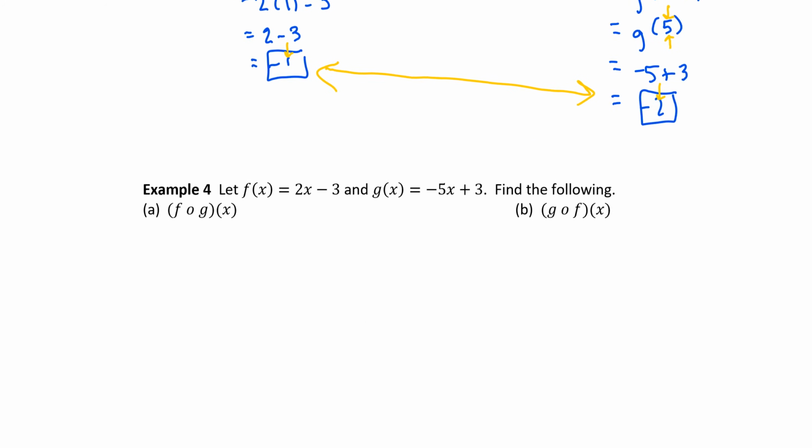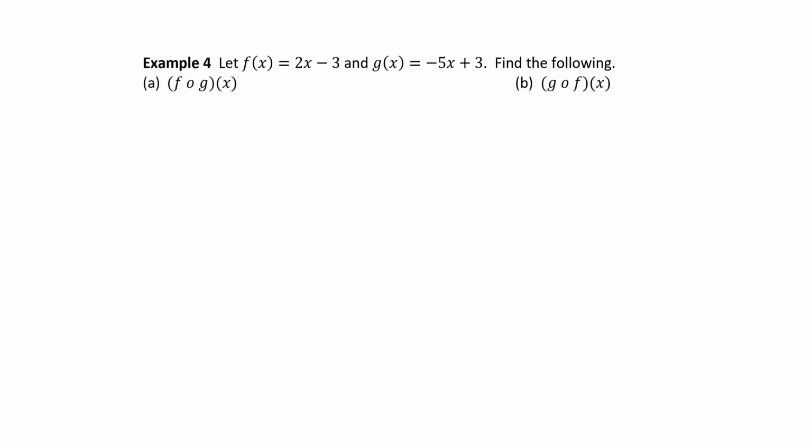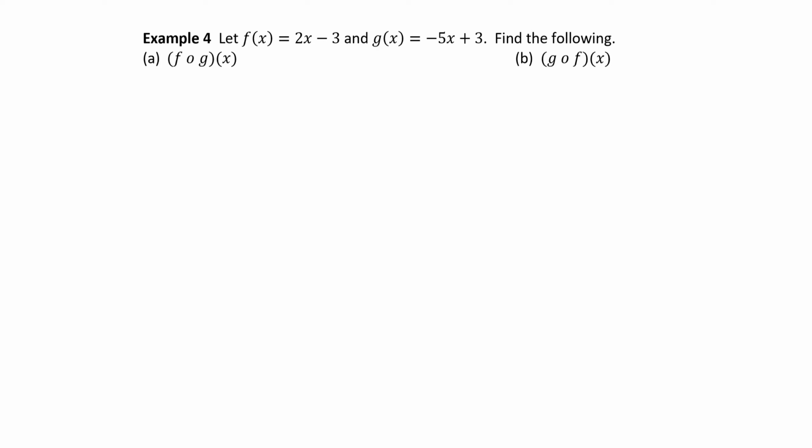Now, the next example changes just a little bit. We're still working on composition, but notice now I'm looking at a variable argument. So this will be a more general case of evaluating a composition, but we're going to work it the same way. Pop quiz, f and g are both what type of function? F and g are both linear functions. Good. I'm going to assume you got that right.